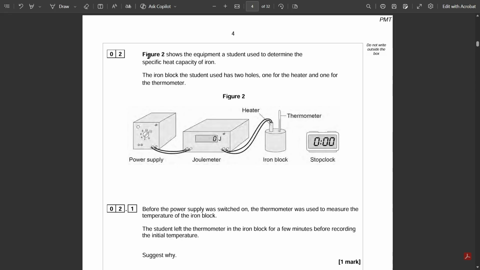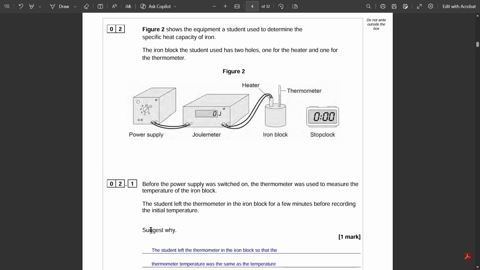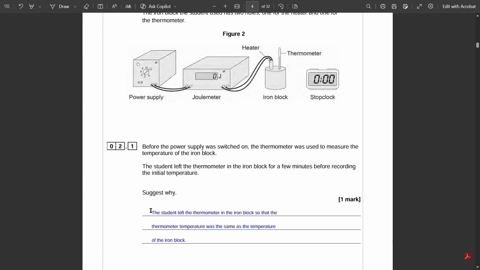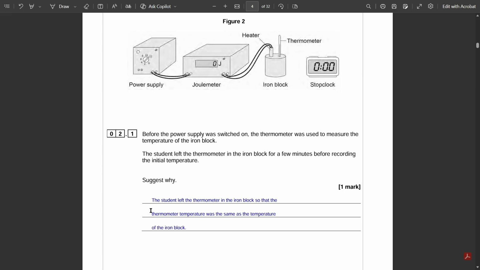Figure 2 shows the equipment a student used to determine the specific heat capacity of iron. The iron block the student used has 2 holes, one for the heater and one for the thermometer. Before the power supply was switched on, the thermometer was used to measure the temperature of the iron block. The student left the thermometer in the iron block for a few minutes before recording the initial temperature, and we're just asked to suggest why. And that is for the thermometer to get acclimatized to the iron block. So the student left the thermometer in the iron block so that the thermometer temperature was the same as the temperature of the iron block.